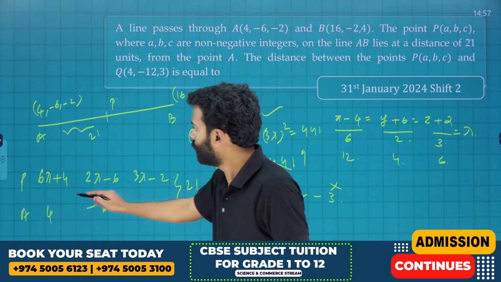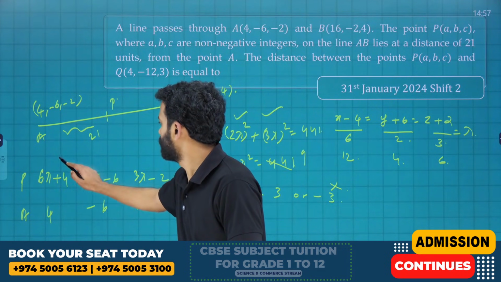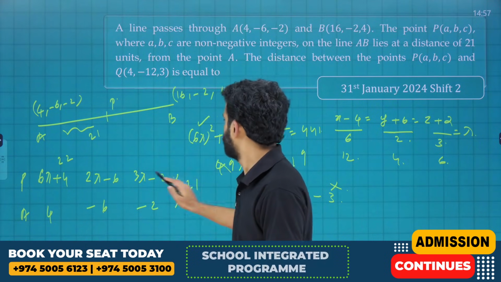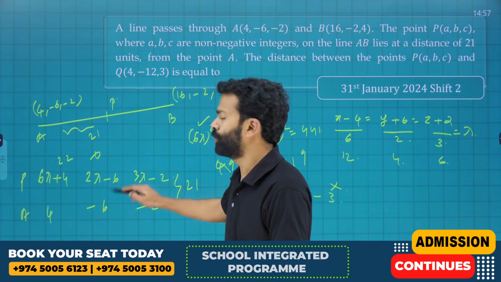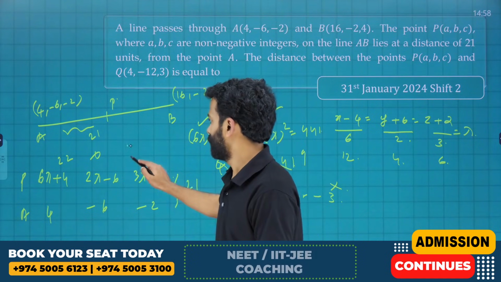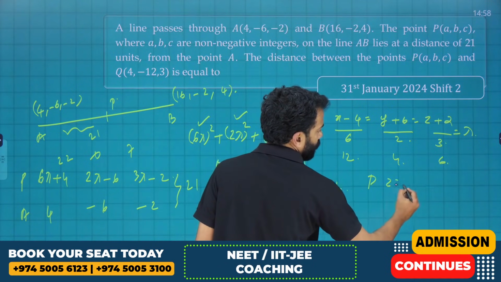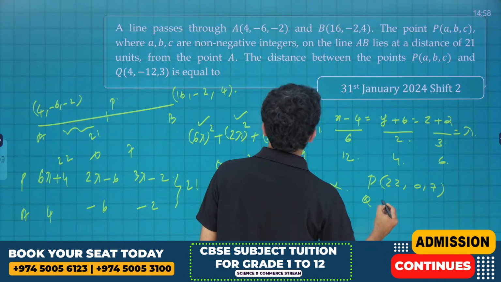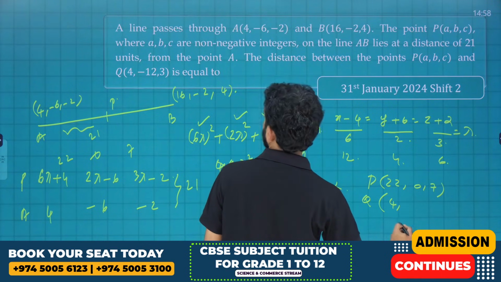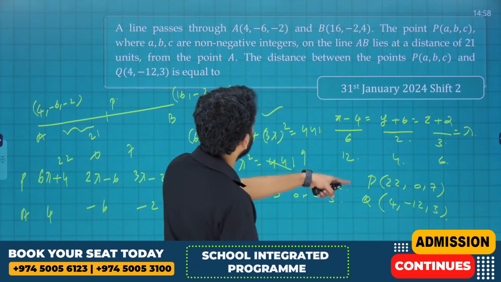And if you substitute 3, you will get 18 plus 4, that is 22. And 6 minus 6, 0. Okay, good. And 9 minus 2, 7. Okay, that is 22, 0, 7. That is P. And what about Q? 4, minus 12, and 3.